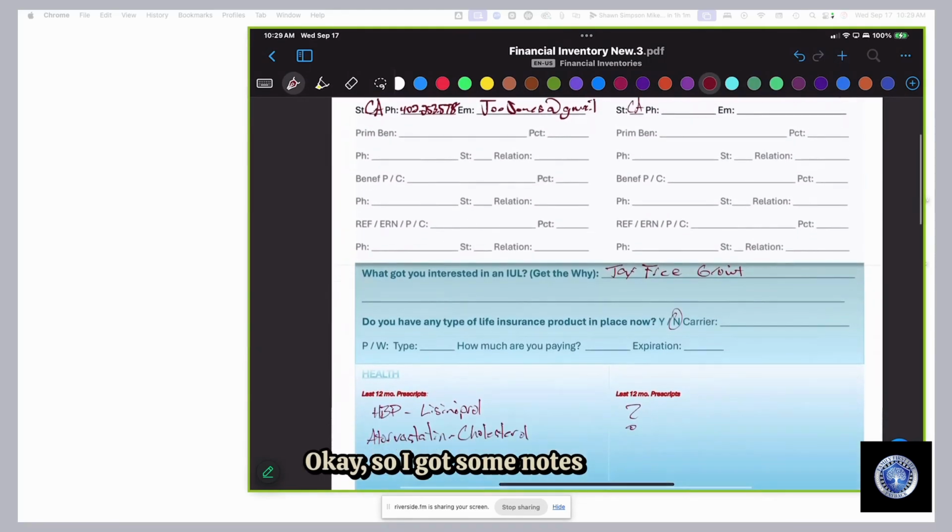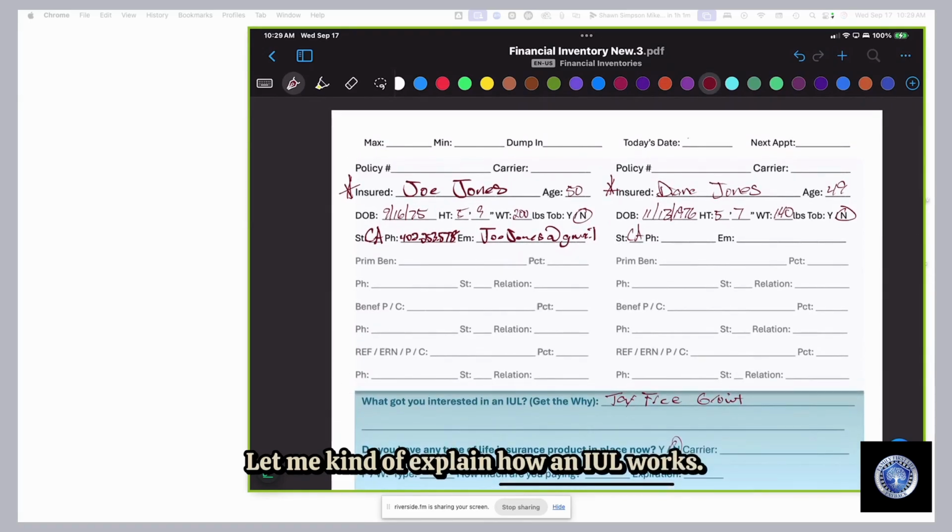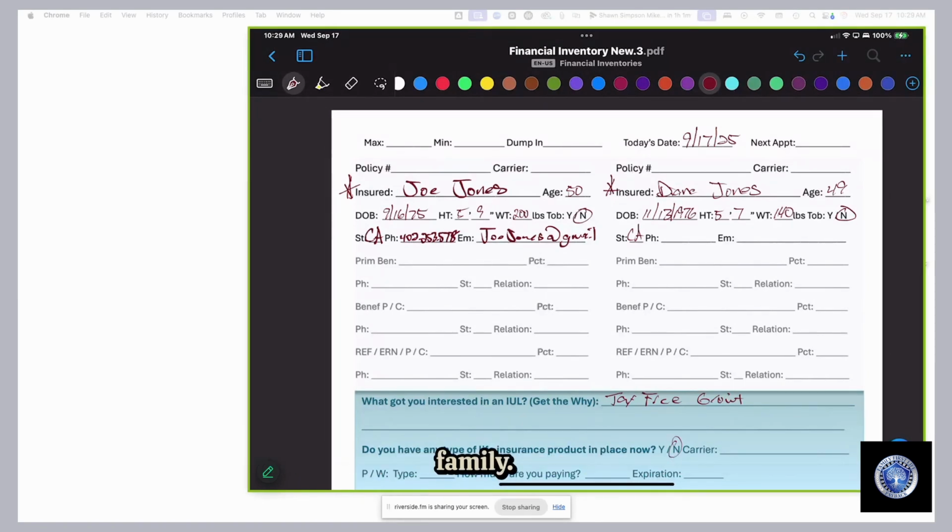Okay. So I got some notes here. Let me kind of explain how an IUL works so that you completely understand what it can do for you and what it can do for your family. Do you have a pen and paper handy so you can actually take some notes as well? Because I find that when my clients want some information about this, they want to take some notes.